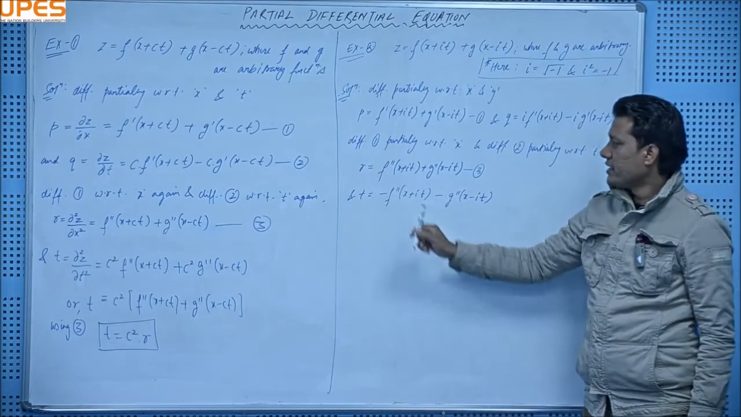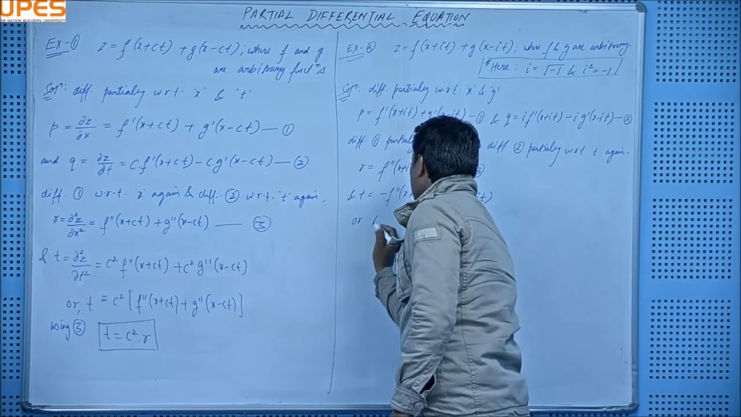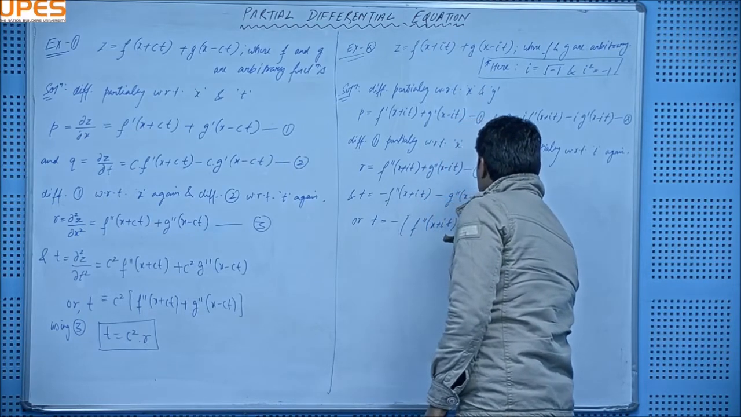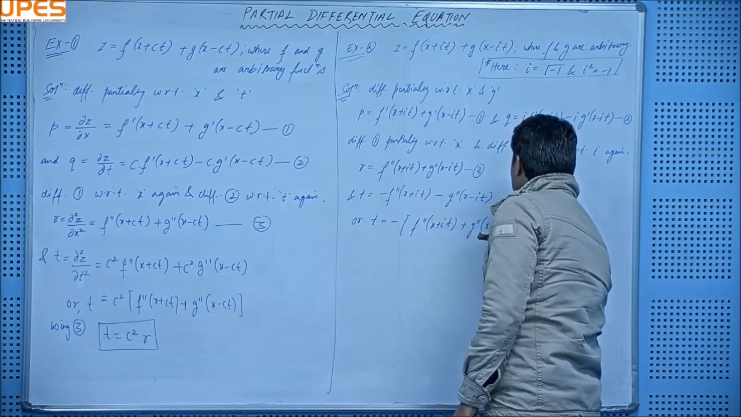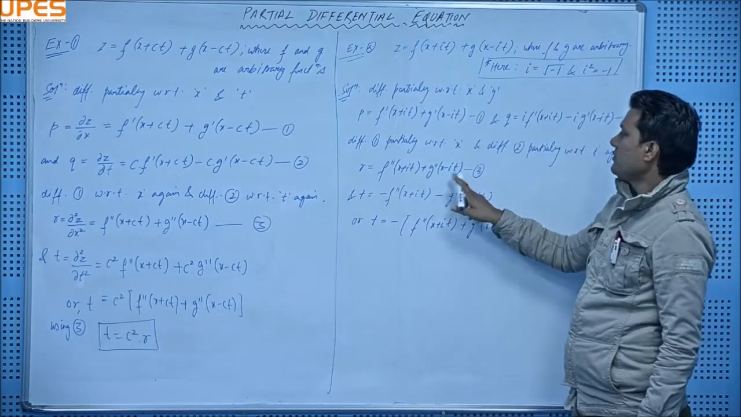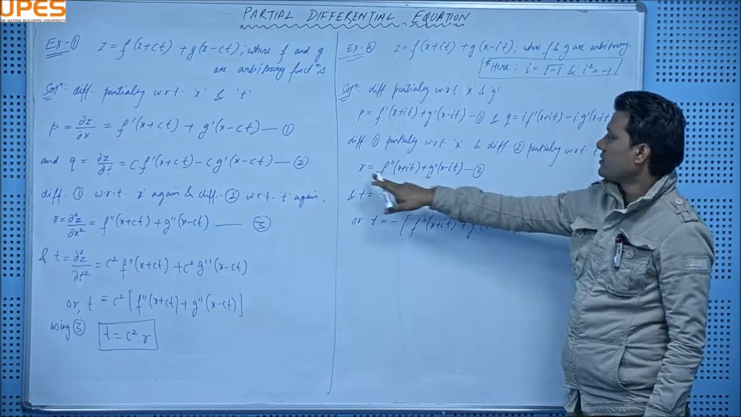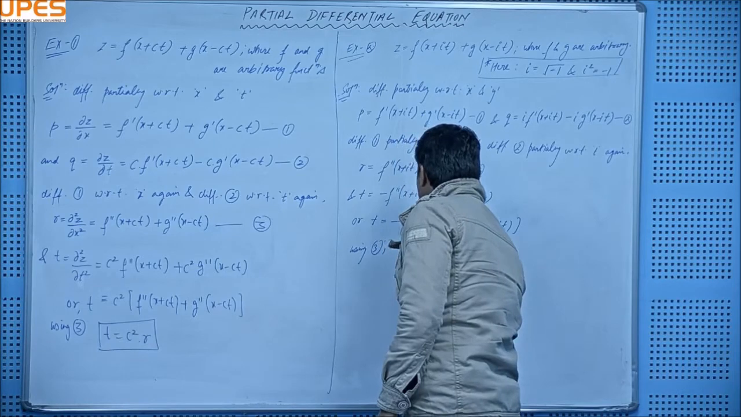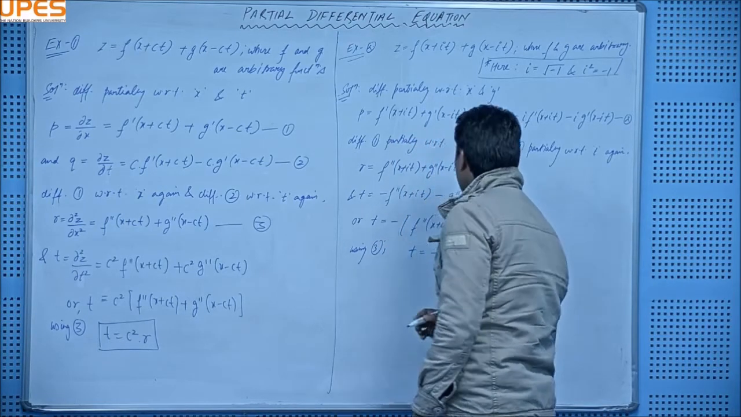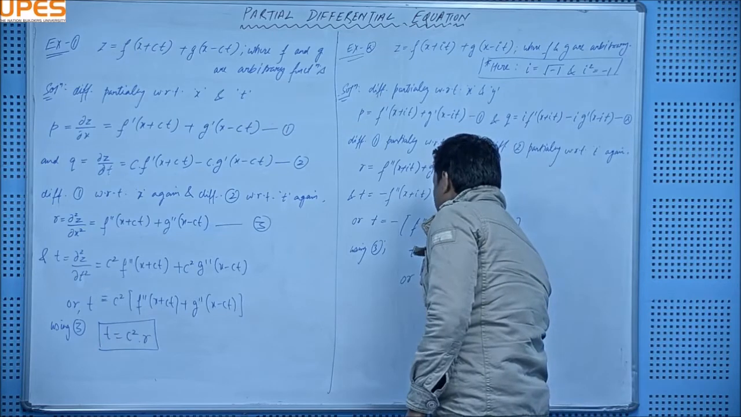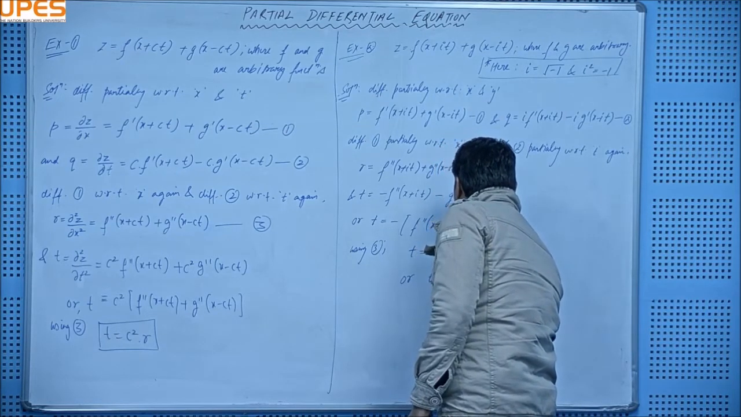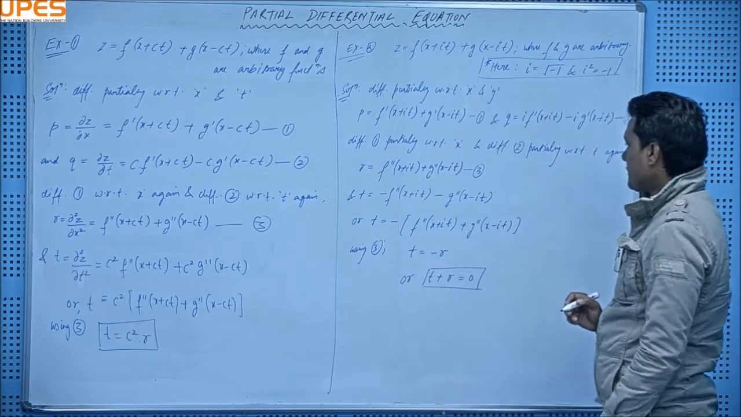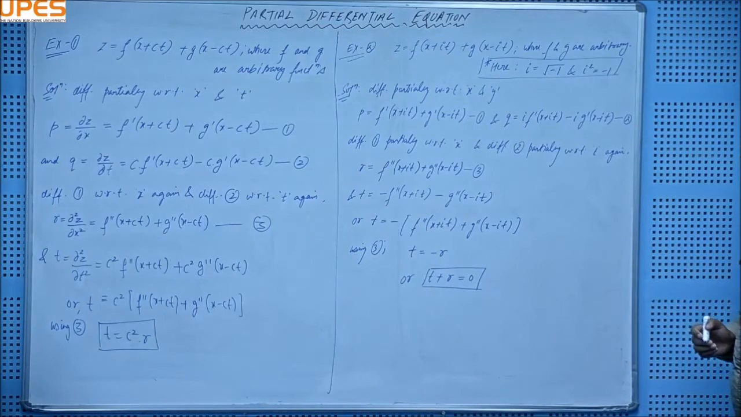So we can take the negative common out of these two terms: t is equal to negative times f double dash (x plus iota t) plus g double dash (x minus iota t), and using equation number 3, this is equal to small r. Using equation number 3 we get t is equal to minus r, or we can write it as r plus t equals 0. So this is the answer.